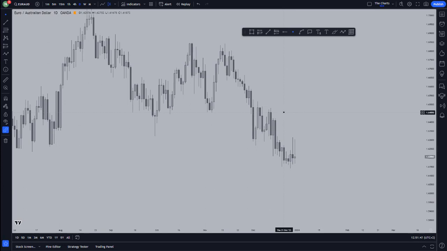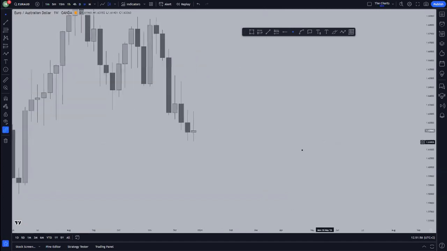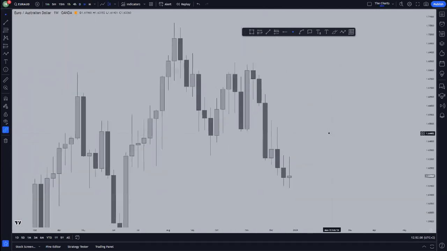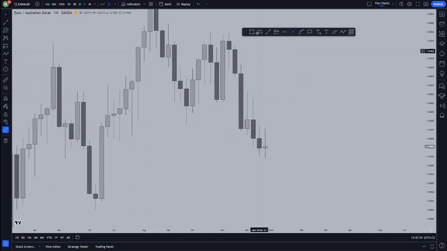So once you identify a key break-off structure occurring in the market, just get ready to look for opportunities. Be ready to look for a trade. So for example, right here, hold on a moment.